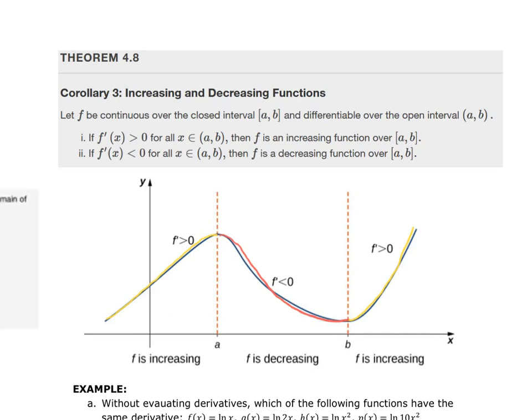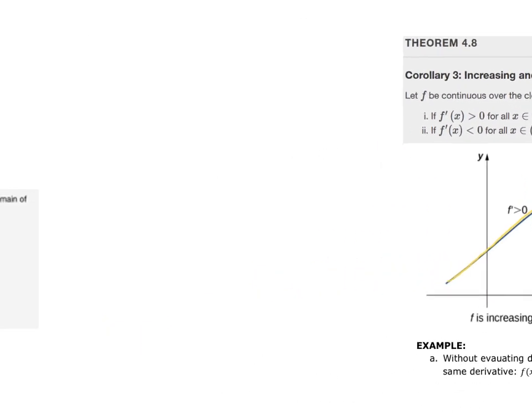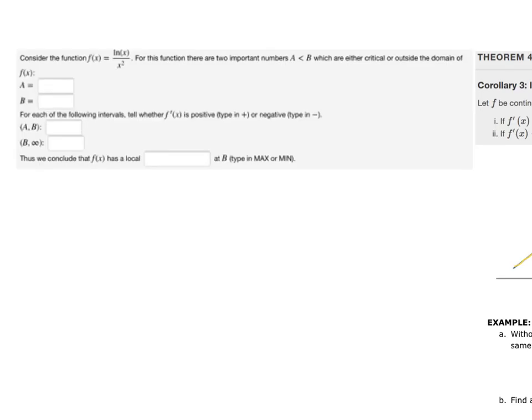Let's take a look at an example. So let's go over here and take a look at this example. We want to consider this function f of x is equal to the natural log of x over x squared. There are two important numbers, a, which is on the left side, and b, which are critical or they're outside of the domain. So let's figure out whether or not they're inside the domain or if they're the critical value. And when we're talking about critical values, we're talking about what we learned in our previous sections, the points where the derivatives equal 0.